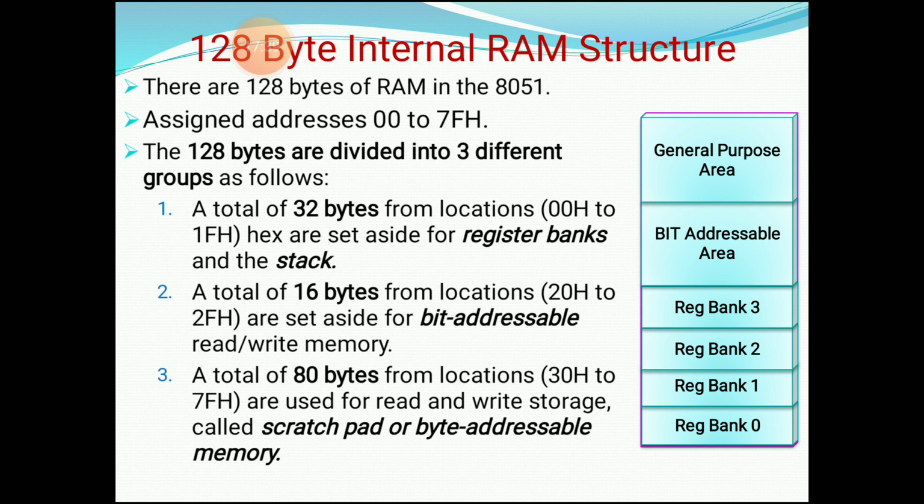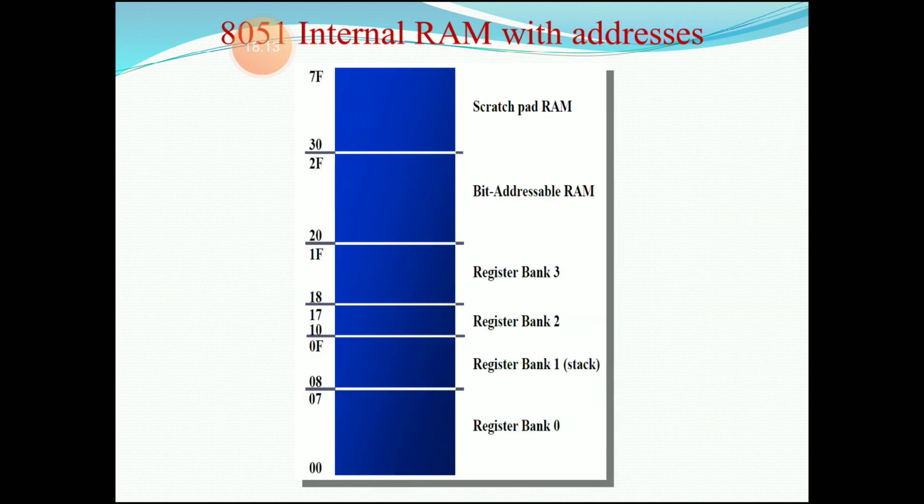So the total 128 bytes of RAM from 00 to 7FH is divided into three groups. The first group of 32 bytes is reserved and acts as register bank memory. The 16 bytes from 20H to 2FH belong to bit addressable memory, and the last 80 bytes from location 30H to 7FH are used to perform read-write operations, called scratchpad memory or byte addressable memory. Now the internal RAM is divided into different addresses.